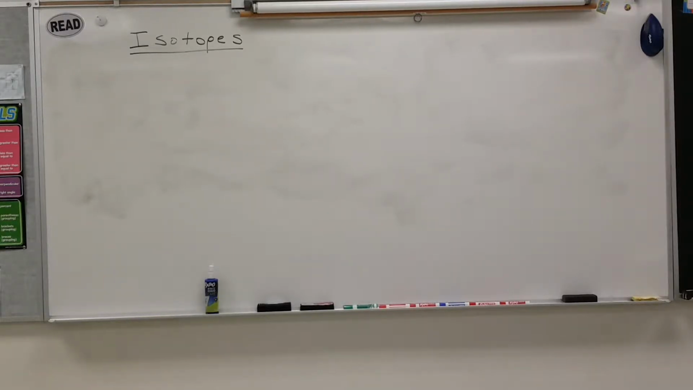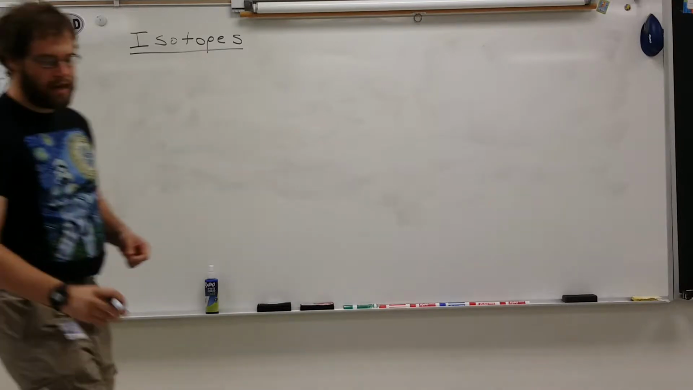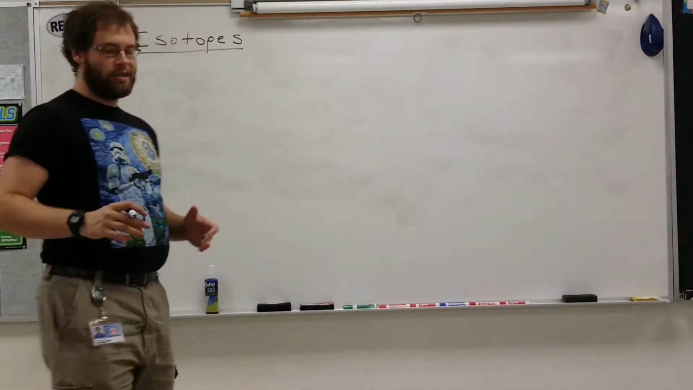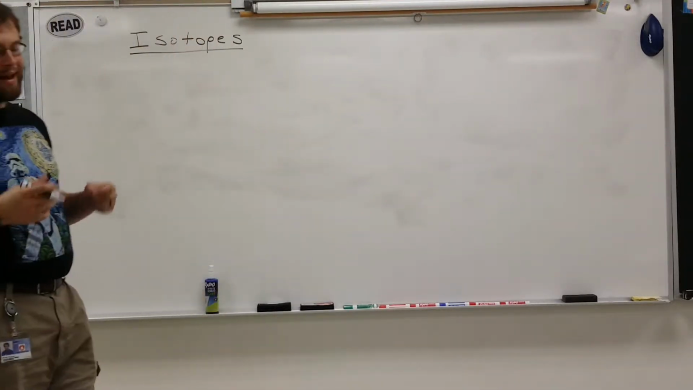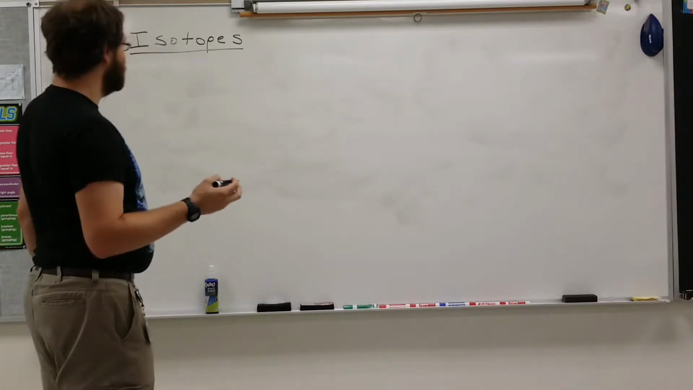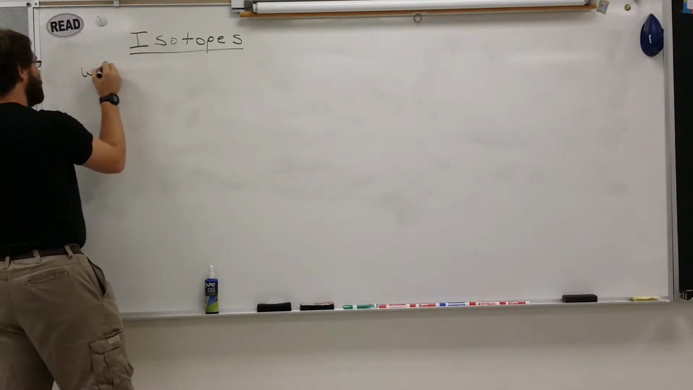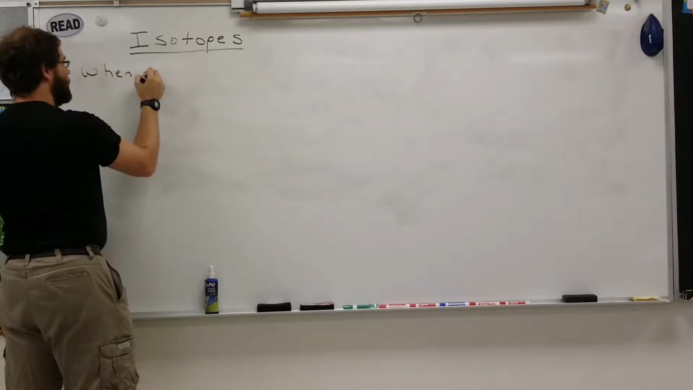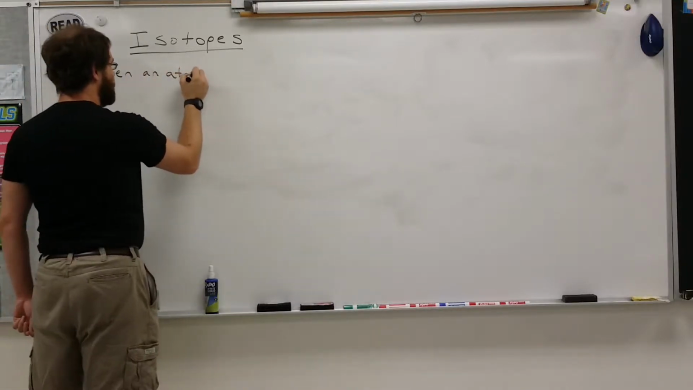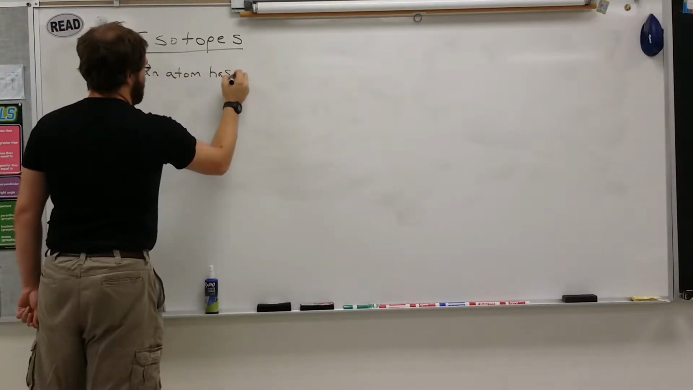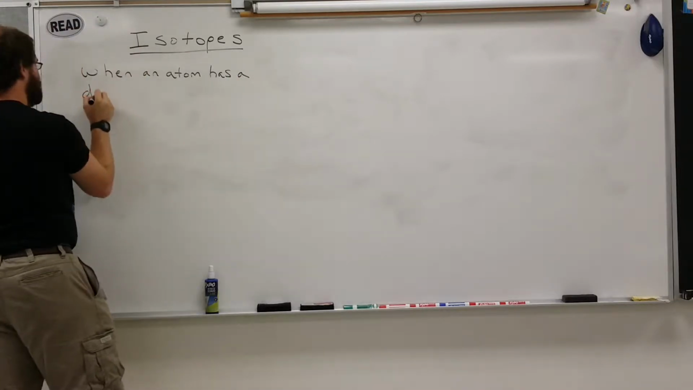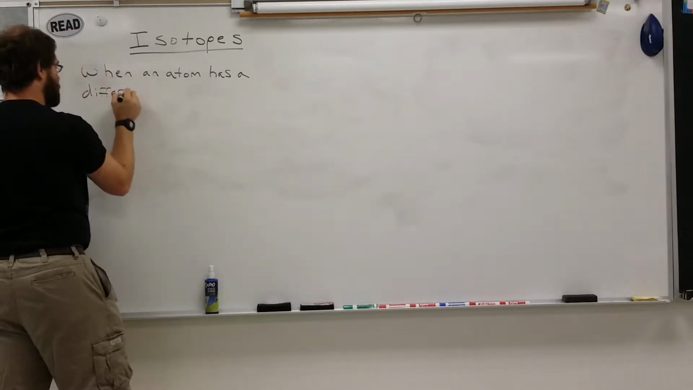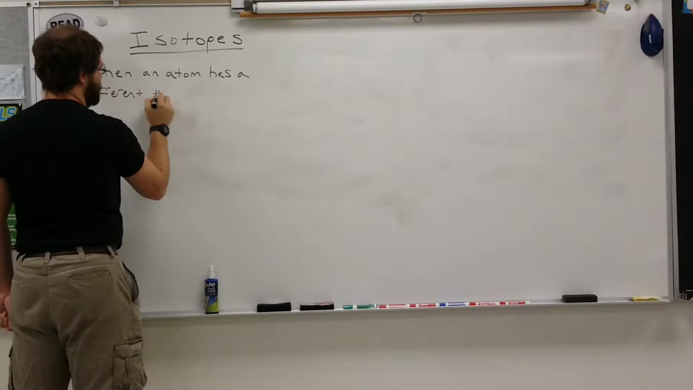So in the last video you watched, you probably talked about atomic structure. The next thing we're going to talk about is isotopes. Isotopes is just a word for when an atom has a different number of neutrons.